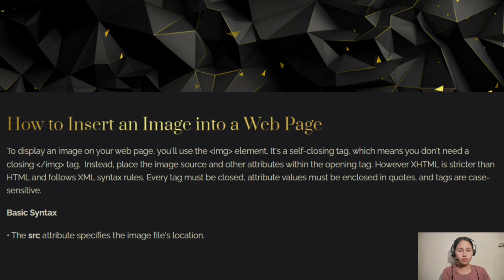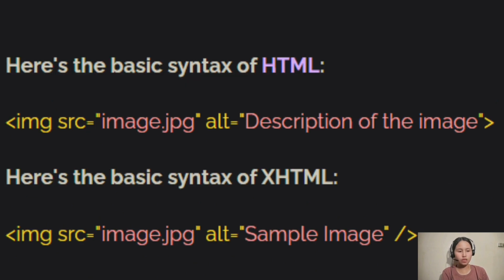Before we proceed to the basic syntax, let me explain the SRC attribute and the alt attribute. The SRC attribute specifies the image file's location, or where you saved the image in your folder. Then the alt attribute provides the alternative text for screen readers, which is displayed if the image fails to load. As you can see in the basic syntax of HTML, the image element has the SRC attribute equal to image.jpg. You can replace image.jpg with the name of the image that you want to insert, for example, school.jpg. In order to display the image on the web page, you have to include the image file type.